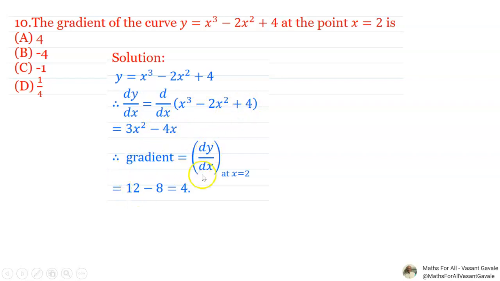The gradient dy by dx at x is equals to 2 is 3 into 2 square. 2 square is 4. 4 into 3 is 12. Minus 4 into 2 is 8. Therefore, 12 minus 8, and that is equals to 4. And hence option A is the correct one.